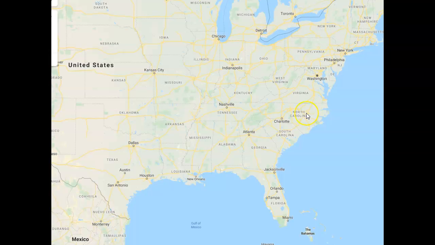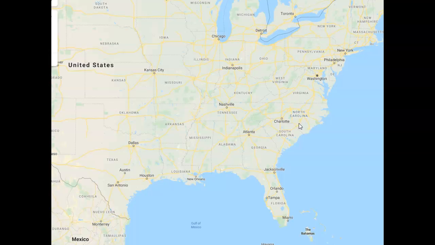What if I wanted to find a state that is far from North Carolina? So a state that's far away. So looking here, I could say, oh, Texas looks like it's really far away from North Carolina. So is South Dakota and Nebraska. All of those states are far from North Carolina.